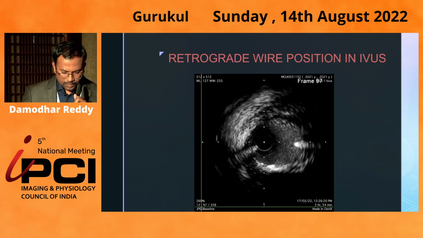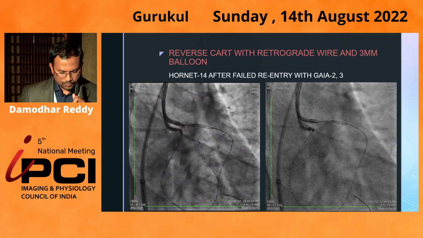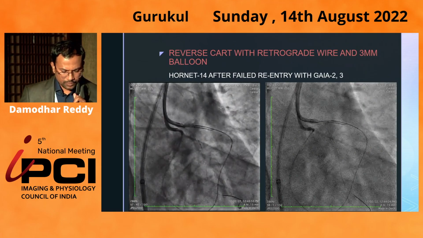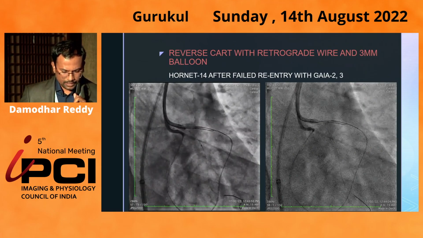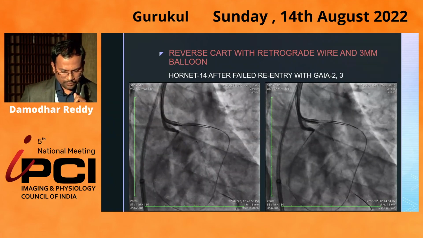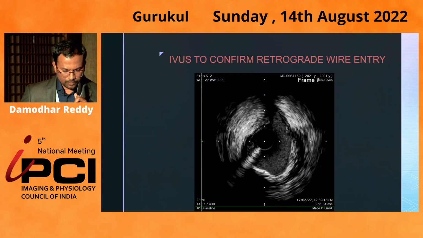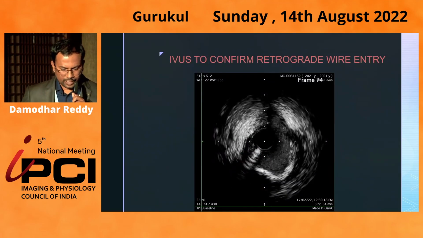So this was a retrograde wire position, you can see here. We were able to enter, and since the Fielder XT was not giving good support, we entered through the Hornet and retried with Gaia 2 and Gaia 3. And we did reverse CART with retrograde wire and 3 mm balloon. And we have confirmed with IVUS through a wire retrograde entry here.